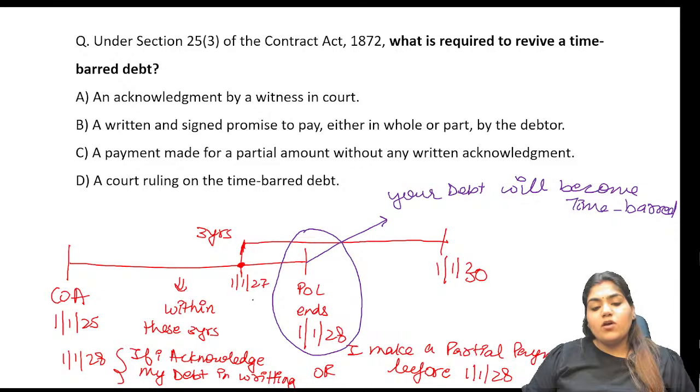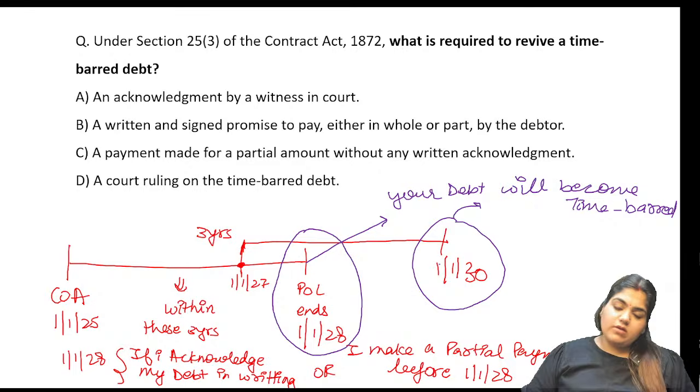Suppose I gave an acknowledgement on 1st 2027. I gave an acknowledgement. The new time period started, but I didn't even file the case by this time. My case will become time barred. That is, I cannot file a case now. I cannot file a case in any situation now.